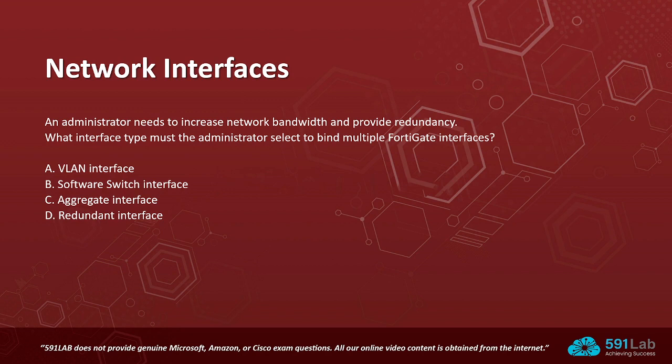Next, we got a network interface question. It says an administrator needs to increase the network bandwidth and provide redundancy. What interface type must the administrator select to bind multiple FortiGate interfaces? So the first one, VLAN interface. VLANs are a logical interface, and if you make, for example, 20 VLANs or 2 or 3, you are not going to have more bandwidth. So that is a wrong option.